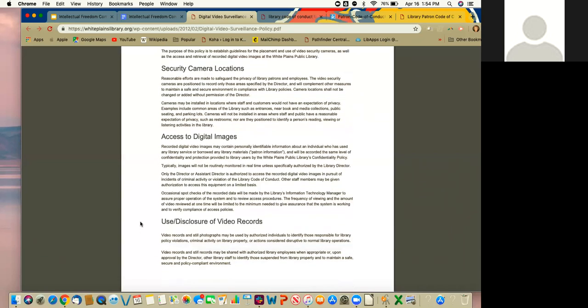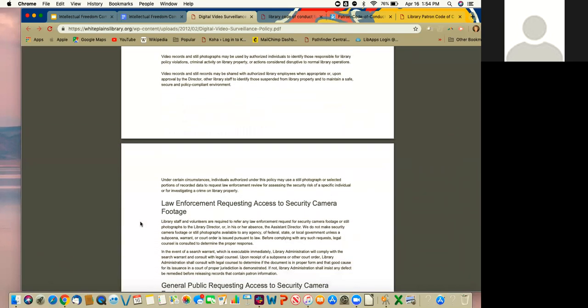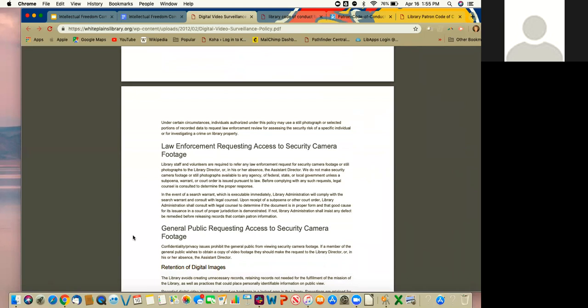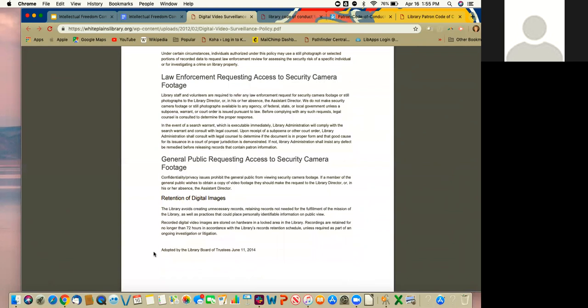So most of this goes on to your director. The access to the digital images, use and disclosure of the records, what to do when law enforcement is requesting access. It's clearly defined here, and I think this helps staff especially because the director's not always there. So it's nice to always have a clear protocol for your staff. What the general public requesting access to the security camera footage. Somebody may say my bike was stolen, I want access to it. That's something that could occur. Retention of digital images. Now, they haven't revisited this in 5 years, and so that's a little concerning, but overall, I think it's a really good policy.